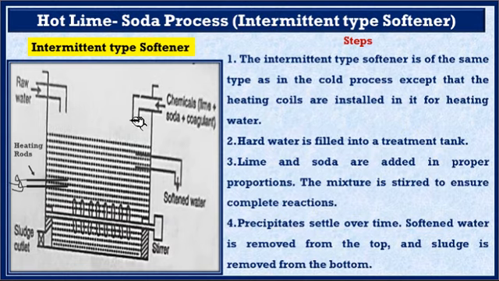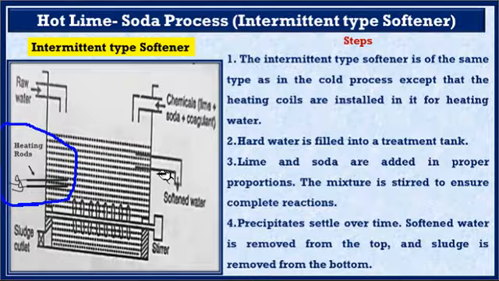The intermittent type softener is exactly the same as in the cold lime soda process, but the main difference is the use of heating rods here. Why? Because in the hot lime soda process we have to maintain the temperature of 80 to 150 degrees Celsius. To maintain this higher temperature we require the heating rods so that the water can be heated inside the softener. So this is the intermittent type softener in the hot lime soda process.